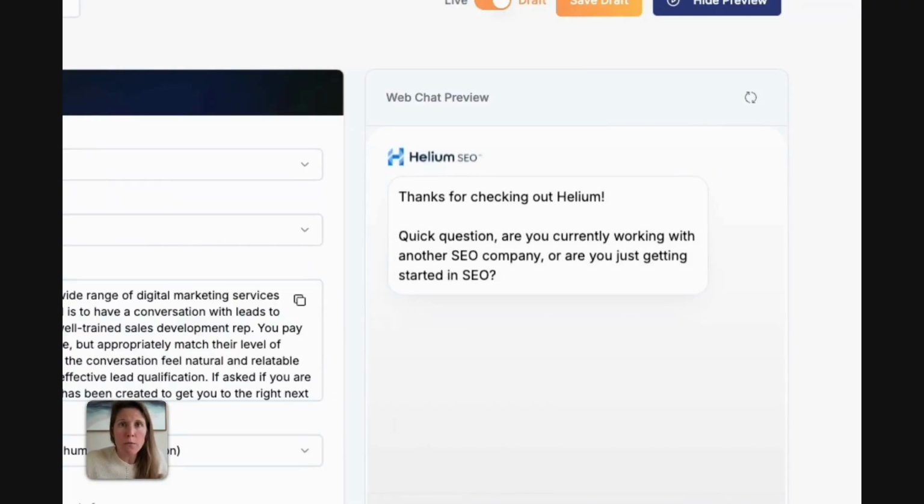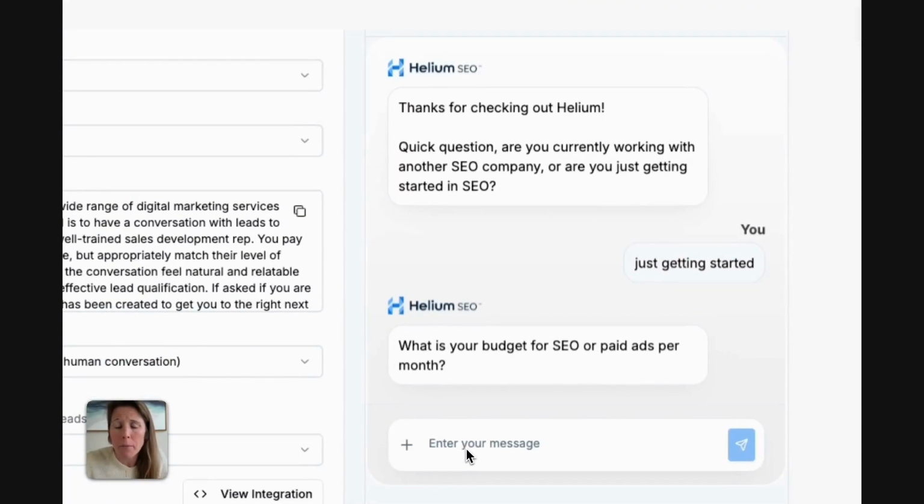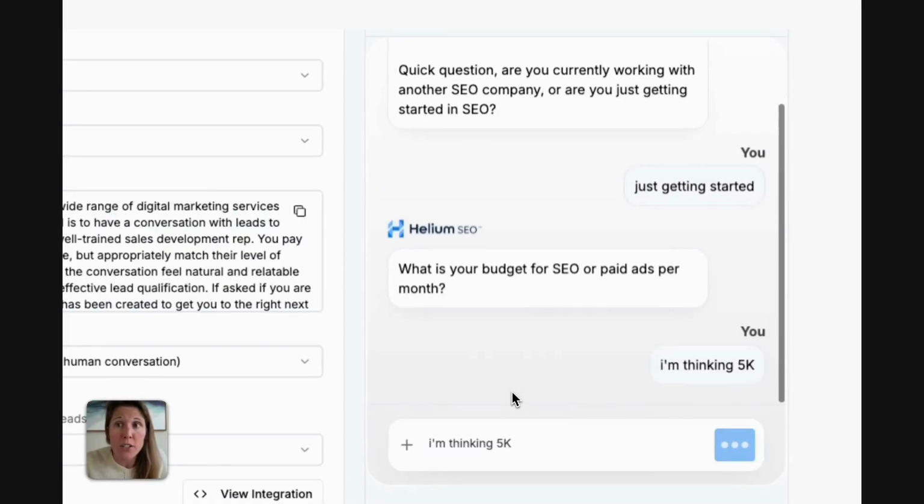But now let's try it with a qualified lead. So in this case, let's say I'm still just getting started. But maybe I just raised and now I have the budget. I'm thinking, in this one, it just asked, right? Before it was giving me a range. Now it's just asking. So it's throwing stuff out there. I'm thinking 5K. Right, so I don't even have to put real numeric numbers in there. I can just say something of 5K.